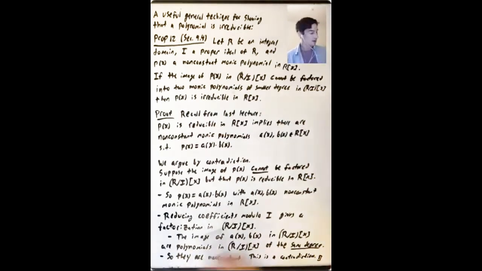All right, so let's suppose that P of x is reducible in R[x]. That means that it factors in R[x]. P of x equals A of x times B of x, with A of x, B of x non-constant monic polynomials in R[x]. Okay? So let's reduce the coefficients modulo I in this expression.